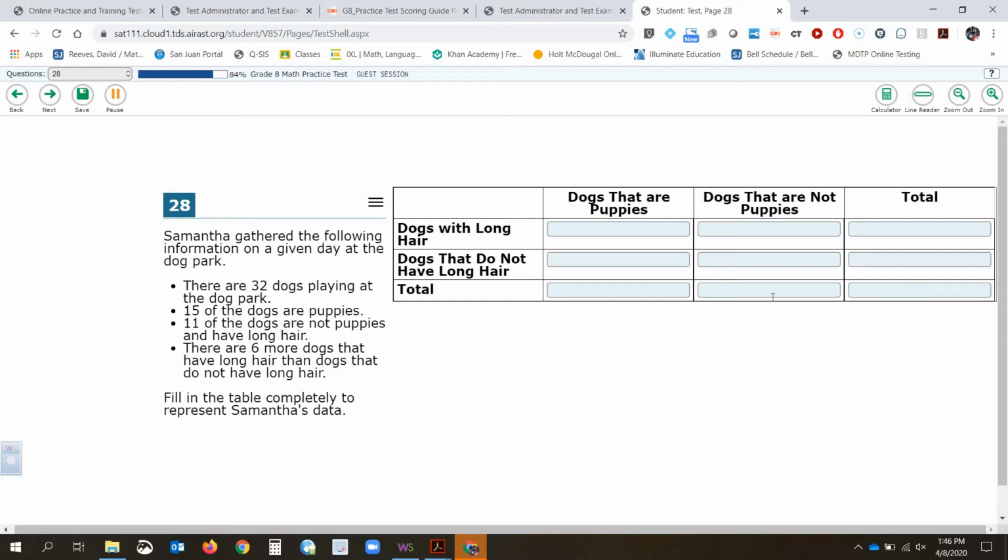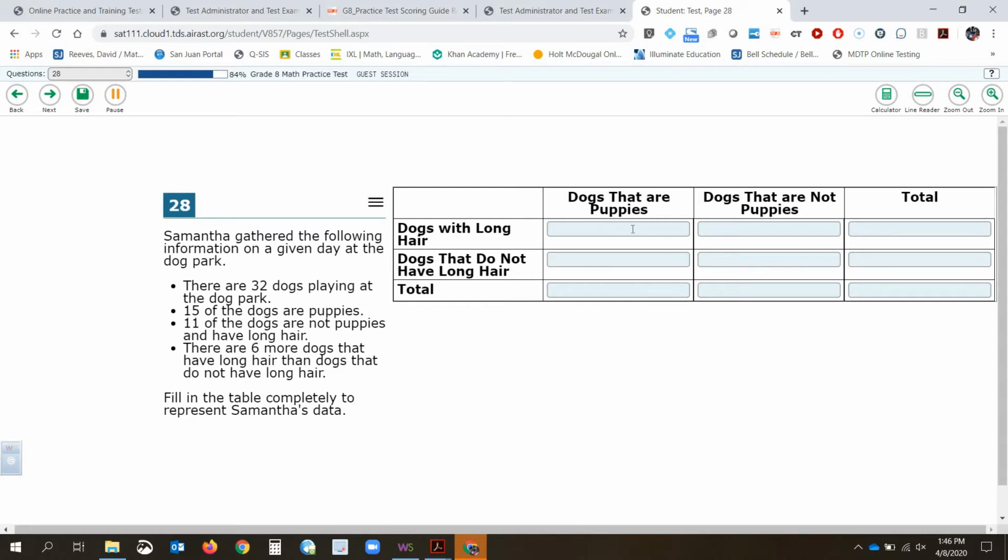All right, this total right here will be the total of dogs that are not puppies. This total here will be the total for dogs that are puppies. Over here, this total is going to be the total for dogs that have long hair, and this is going to be the total for dogs that do not have long hair. And then these are going to be a combination.